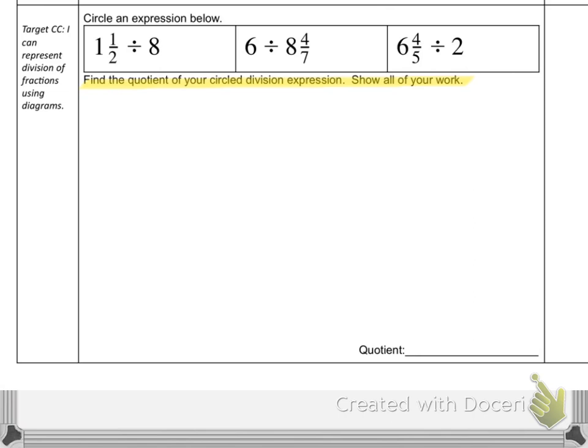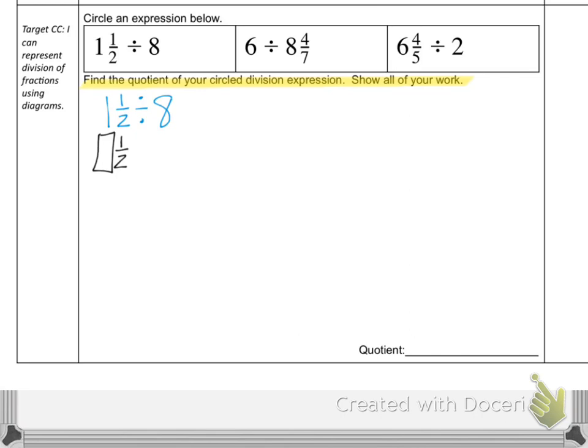Let's go ahead and think about how to set these up. When you are setting these up and you are dividing fractions, you need to have everything in fraction form. So for example, this first problem, you have 1 1/2 divided by 8. 1 1/2 is a mixed number, not a fraction. You have one whole group and 1/2.